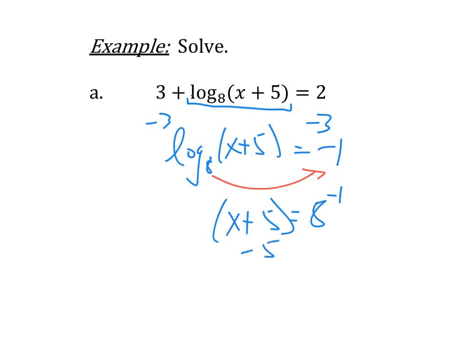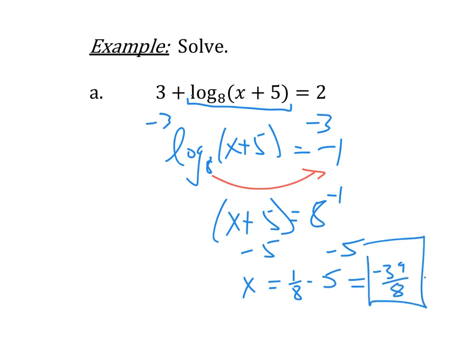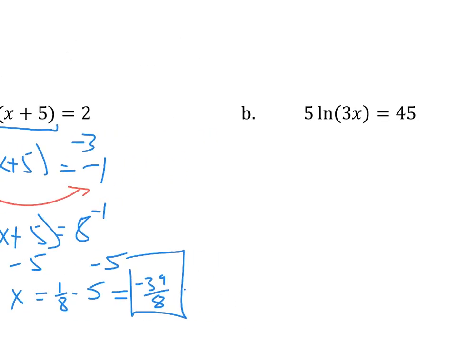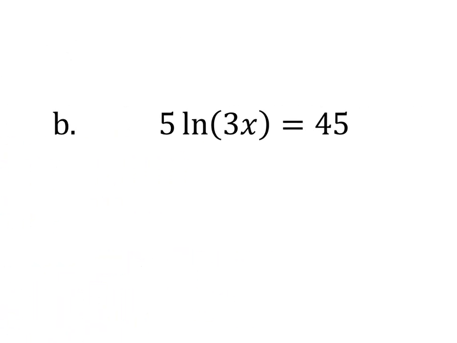So if we subtract 5 there, we get x equals 8 to the negative 1, which is 1/8. So we have 1/8 minus 5, which is 40/8. So this is negative 39/8 when you subtract those. So we get the log by itself, then change it to an exponential.